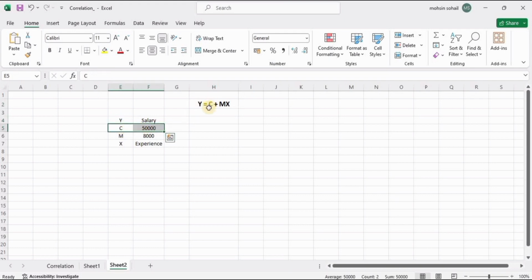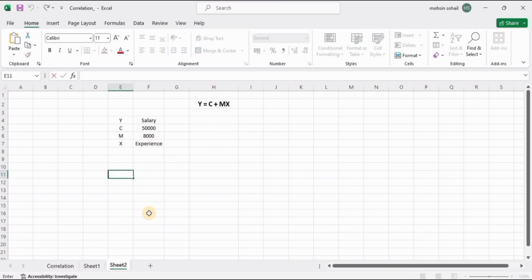So y is the output, that is salary, c is the intercept, which is here 50,000, m is the slope, which is 8,000, and it will be multiplied with the input. So input is coming from the user, and that is his or her experience. Now let's calculate the salary, which is our output. We call it y.